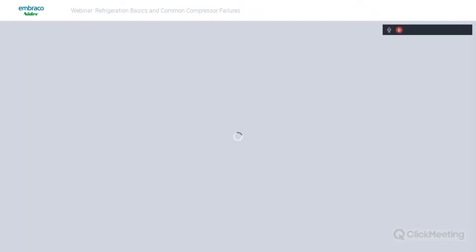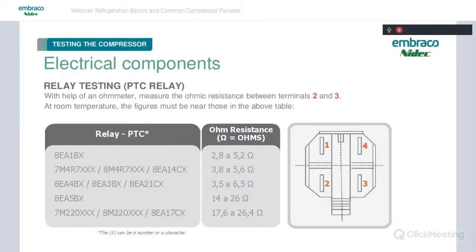Also a very simple device. And to test these, you can either find the chart like this, which is in Embraco's compressor application manual on their website at embraco.com. Basically, you're going to test the ohmic resistance through terminals 2 and 3, and you can compare it to this chart. Or you can just test it and see that you have some resistance. If you don't have any resistance, it could indicate that the pill is broken or damaged. Also sometimes they'll smell burnt. If you have high current, it'll burn up that pill, and they'll smell burnt, and you can tell they're bad that way as well.